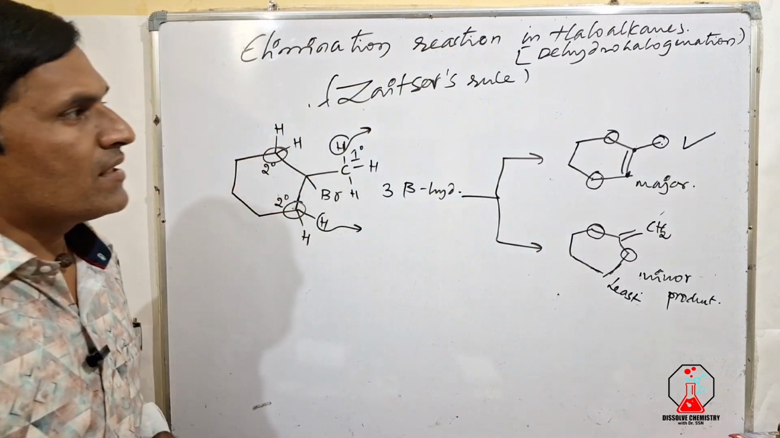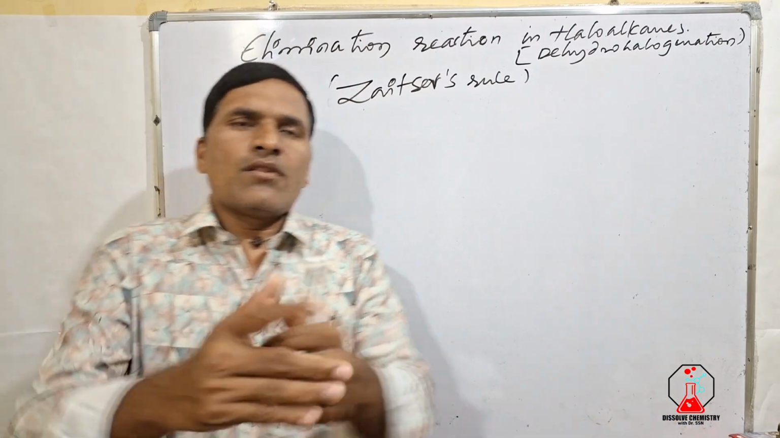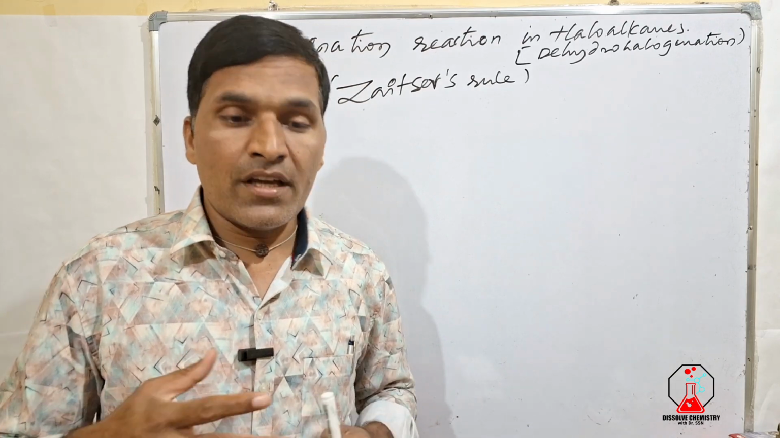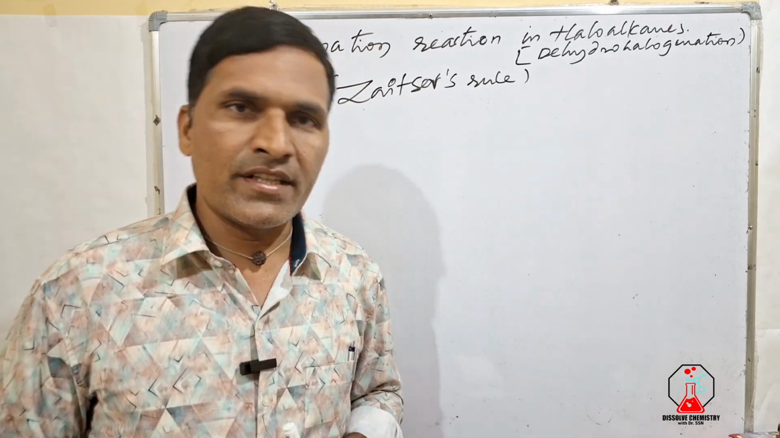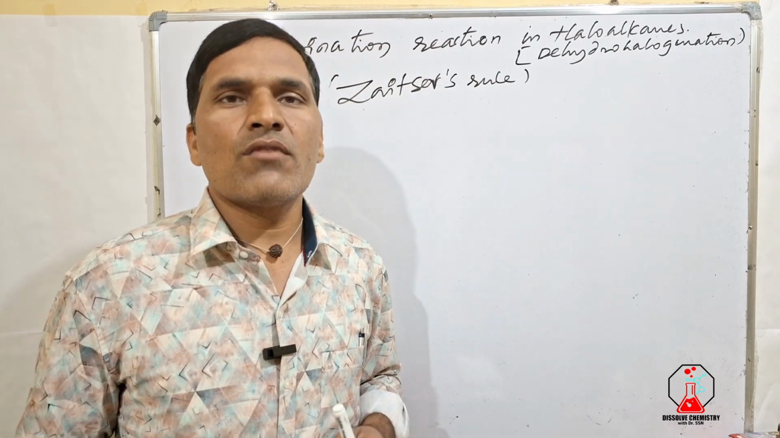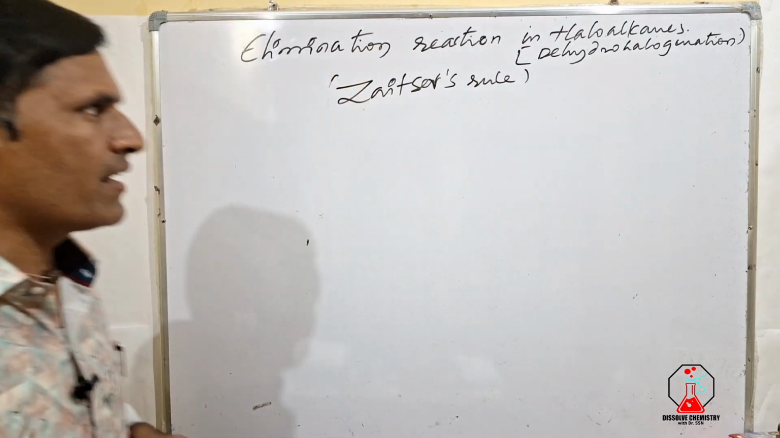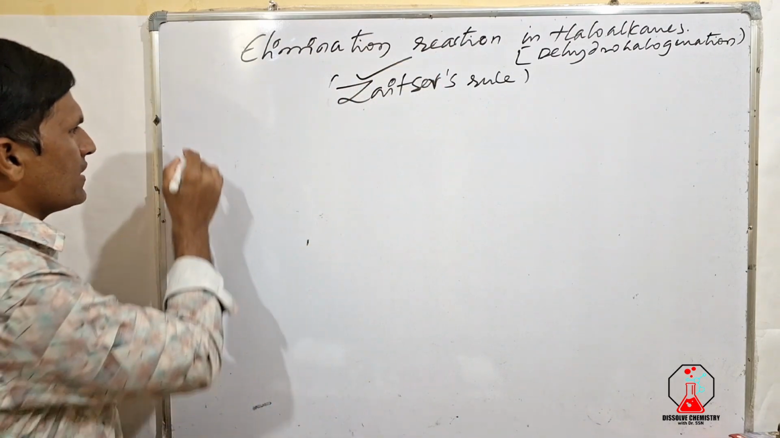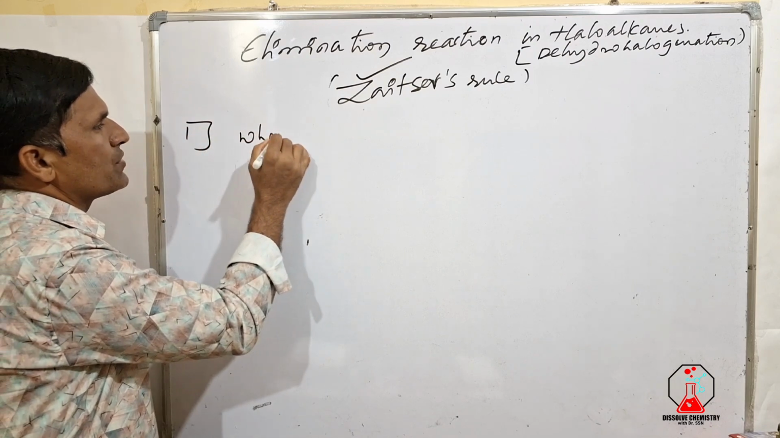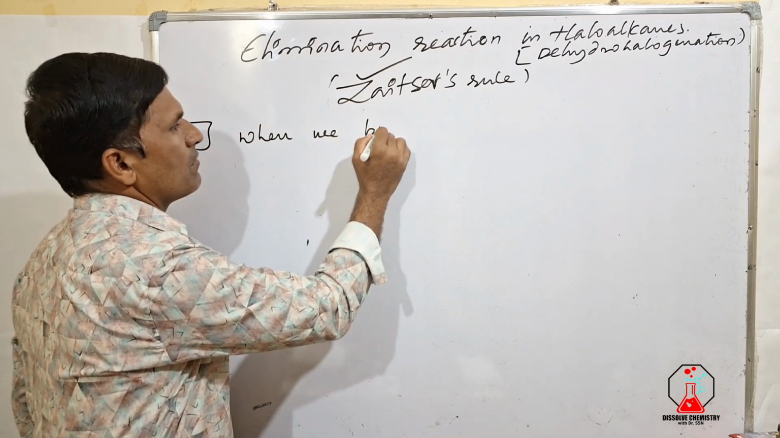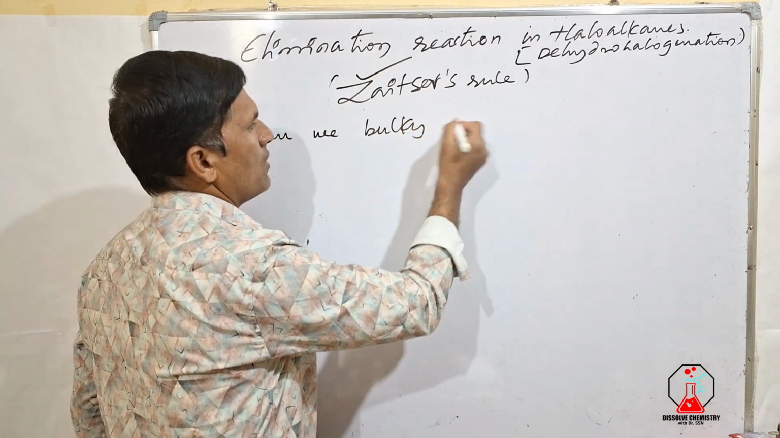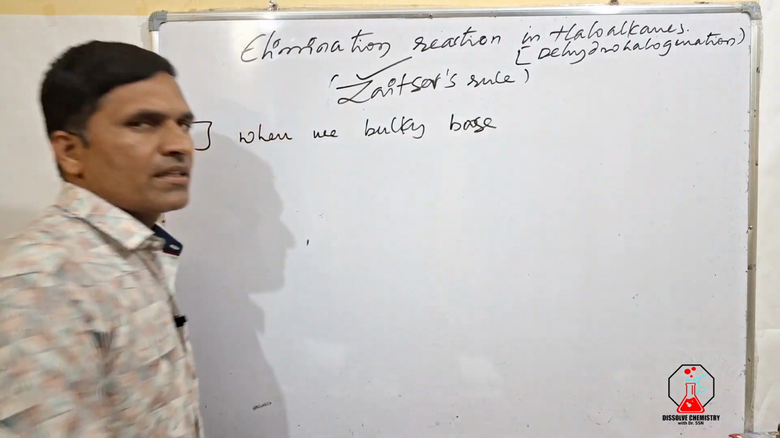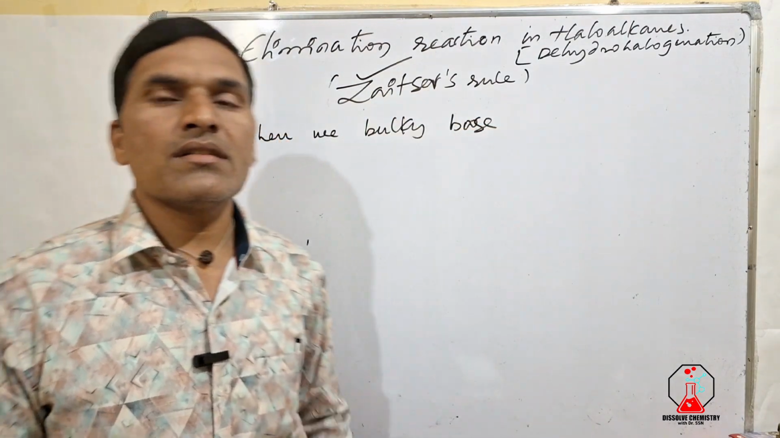Okay, so next, in all cases Zaitsev's rule is not followed. So we'll see under what conditions we are going to get the product which is anti-Zaitsev, or it is also referred to as the Hofmann product. The first condition where Zaitsev's rule is not followed is when we use a bulky base. If the base is bulkier, then Zaitsev's rule is not followed.